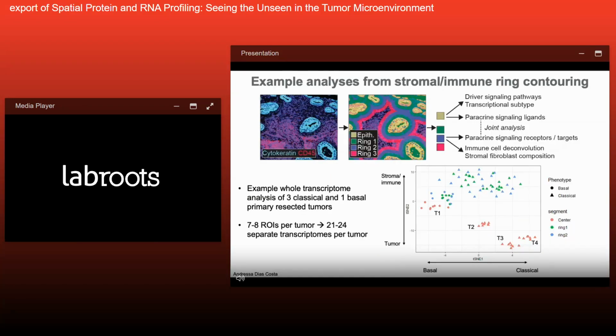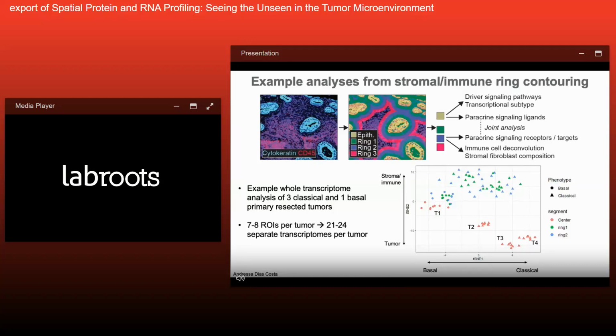Here are some example studies that you can do once you have these whole transcriptome data in hand. If you look at tumor epithelial areas, you can identify driver signaling pathways, and you can look at transcriptional subtype. Are tumors predominantly basal or classical? If you use data from the stromal and immune rings, you can perform immune cell deconvolution and also stromal fibroblast deconvolution. But some of the analyses are more interesting when you start to combine those data.